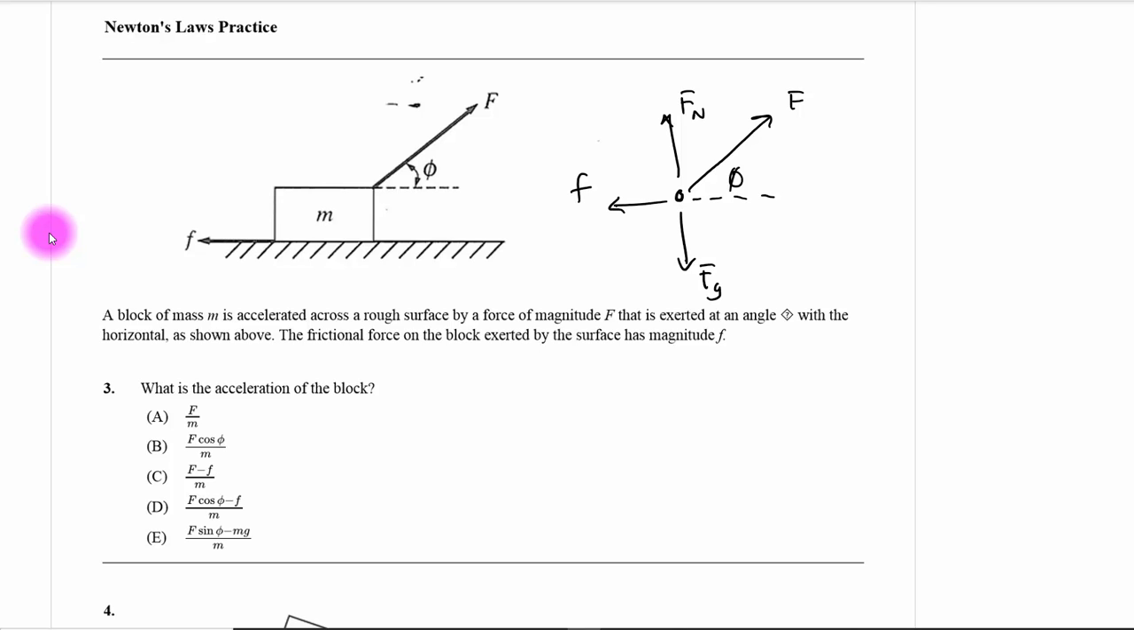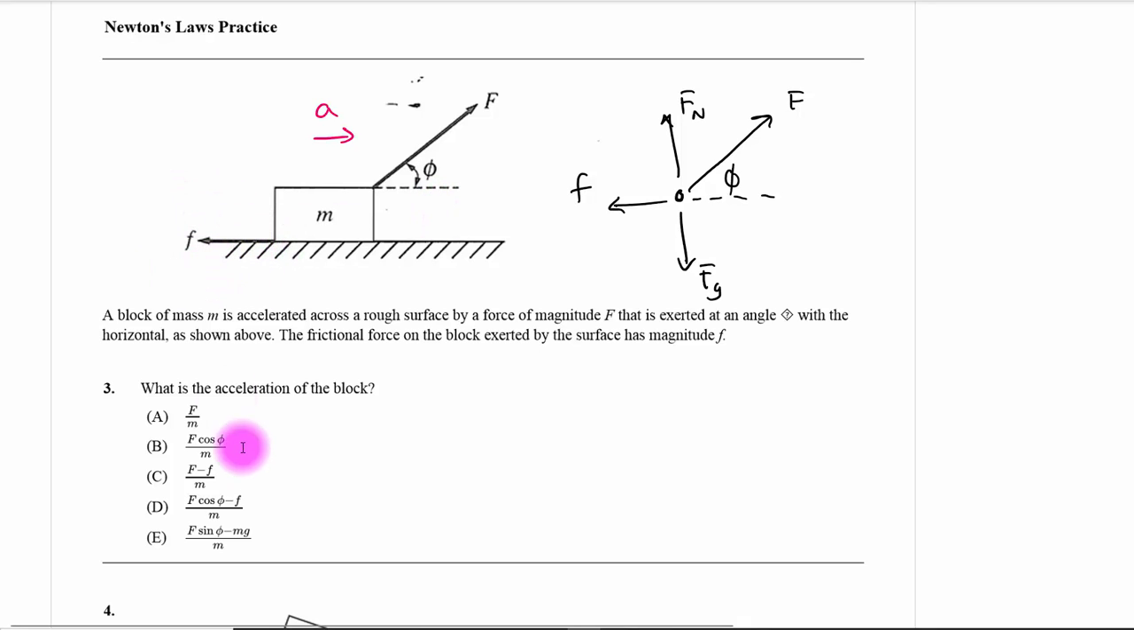Now, they want to know what the acceleration of the block is. And a lot of times you'd look at this and say, well, I've got to figure out what the net force is in the y direction and in the x direction, but you don't need to do both. For this particular problem, the acceleration is in the x direction. It's not going to be accelerating up or down. The acceleration is going towards the right, and we want to figure out just what the acceleration is in that direction. So we just need forces in the x direction, and that's it.